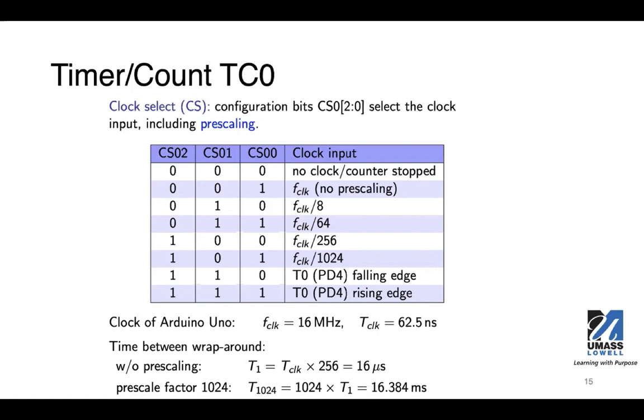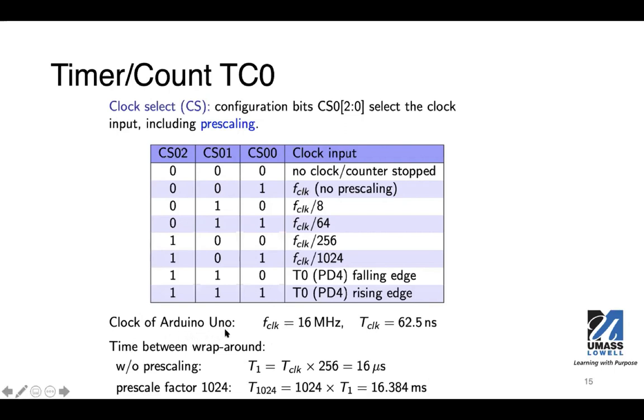The next thing is the clock select. For this particular chip, you can use these three bits to select the clock input, to use no input or do some kind of scaling. It's called pre-scaling. Pre-scaling is where we can scale down the clock. By scaling down, we mean we divide the frequency by a number, by 8, by 64, by 256, by 1024. If we do that, we essentially can count for a longer duration.